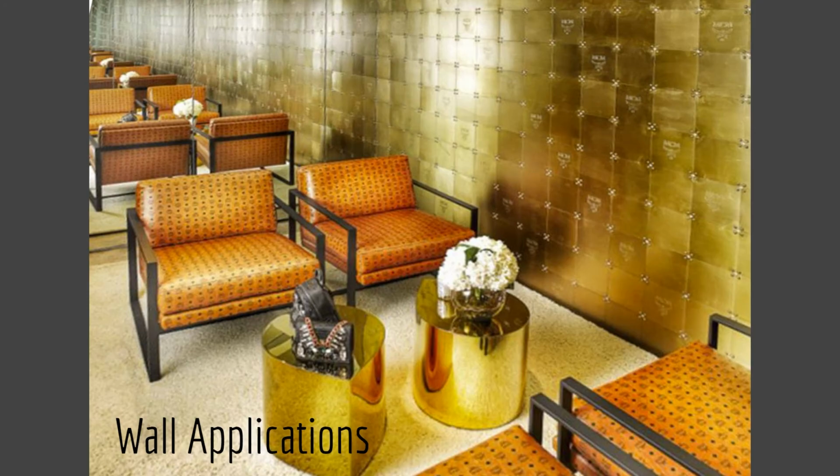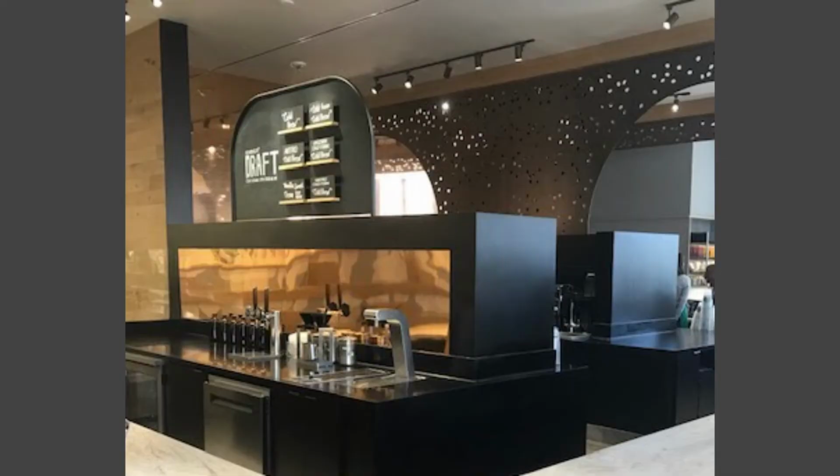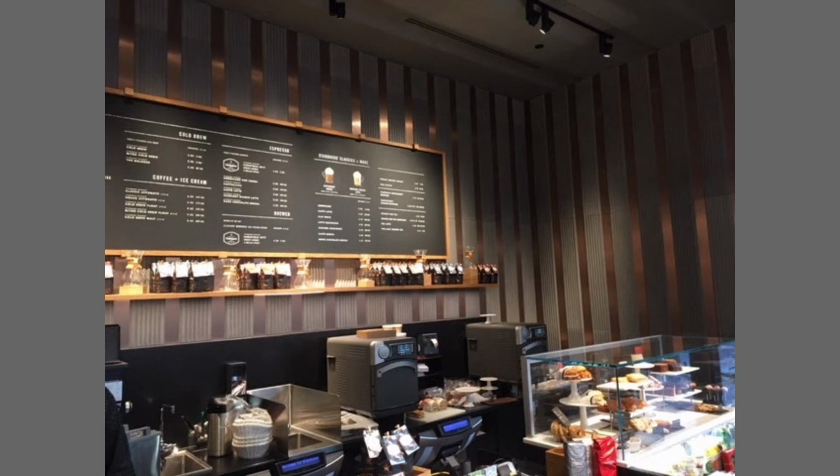Wall applications. In this application, the designer stamped the anodized aluminum with the company logo and then stitched the pieces together on the wall. The small tables are mirrored anodized aluminum. This sleek black metal is combined with fun perforated metal details. Anodized metal is especially suited for vertical applications. This is an example of strips of copper inset into a wall design.